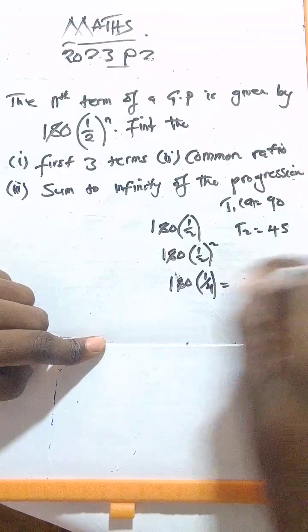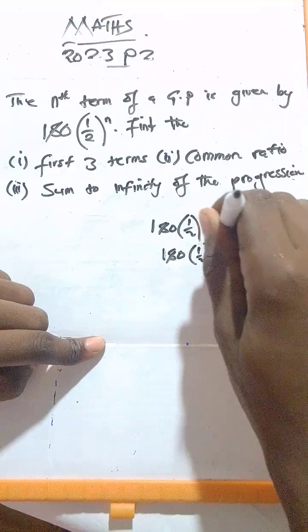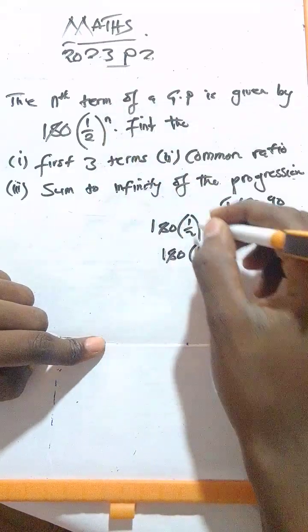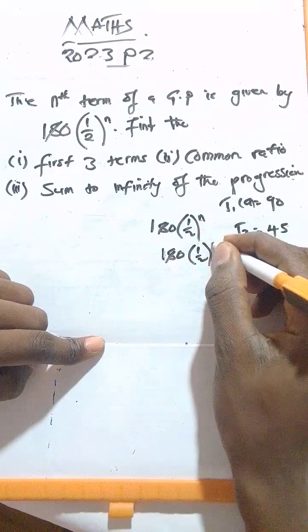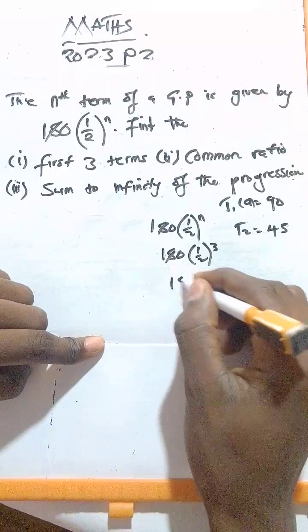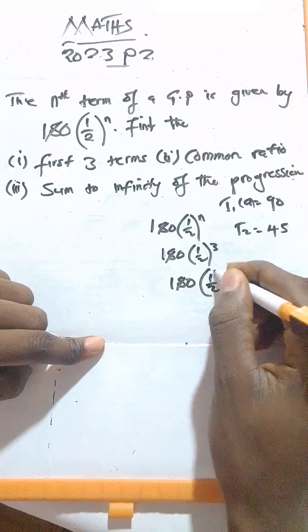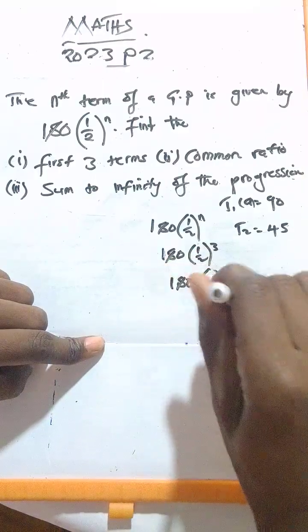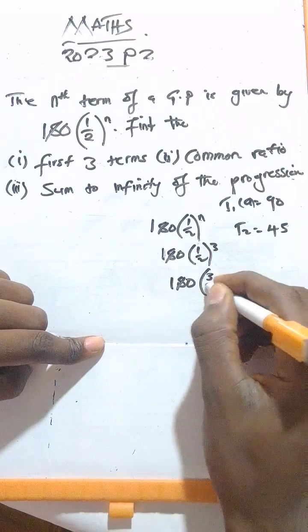So the third term now, we do the same thing. Where there is n in our formula, we're going to put 3. So 180, open bracket, 1 over 2. Then let me just go direct. So 1 to the power 3 will give us 1.